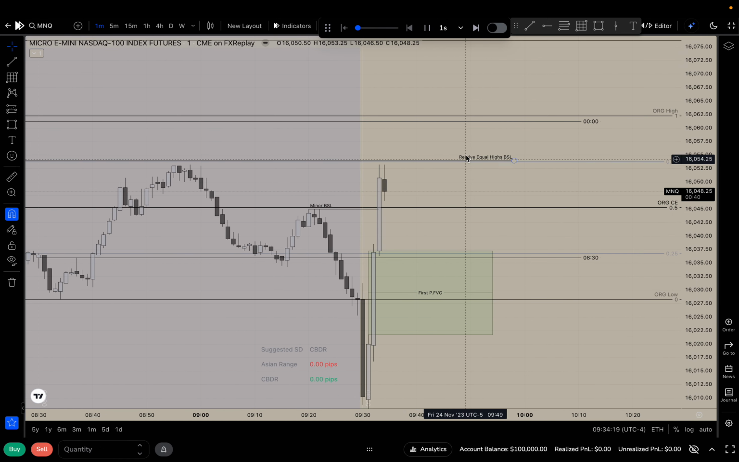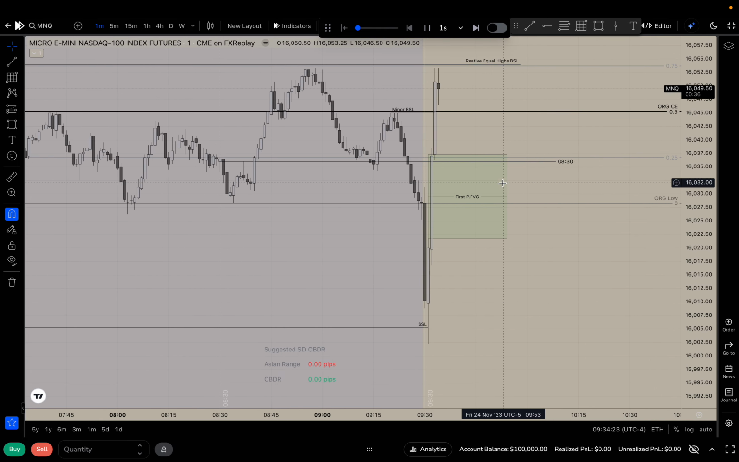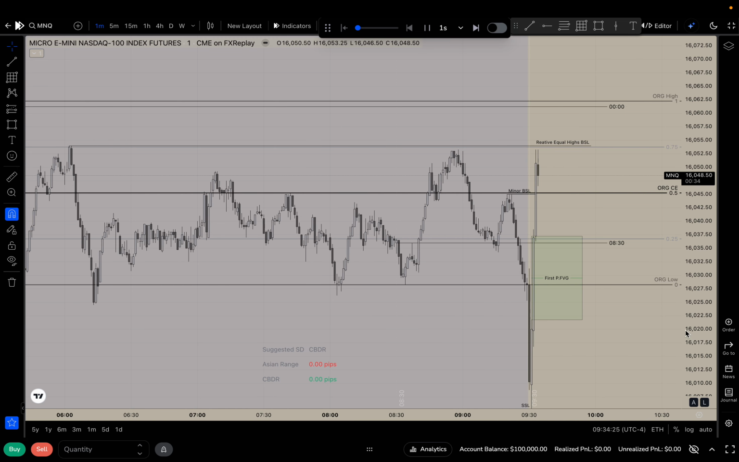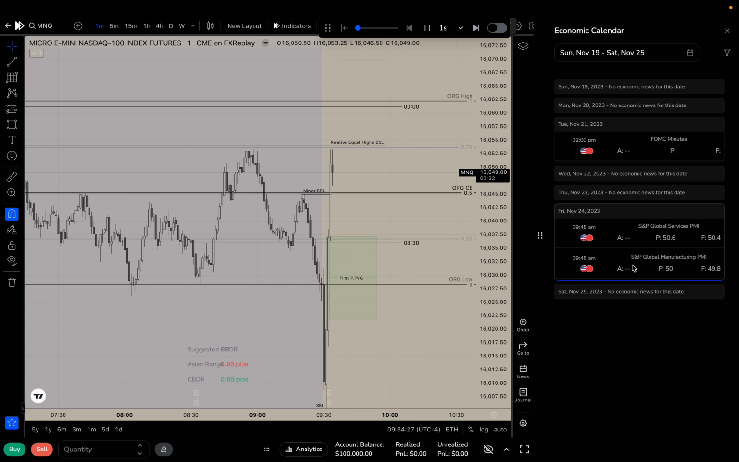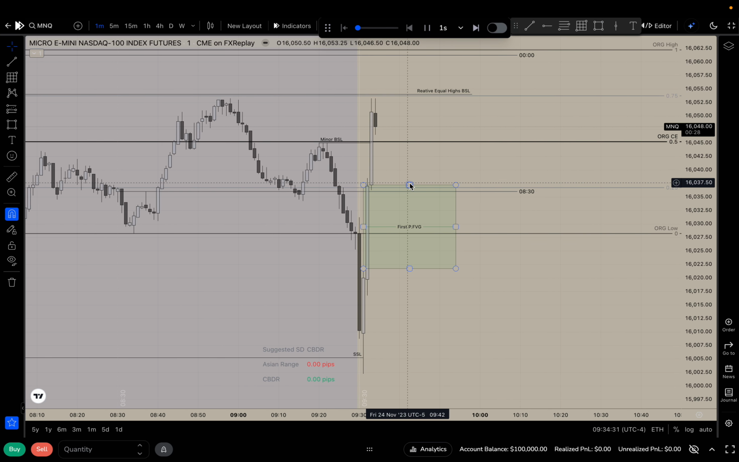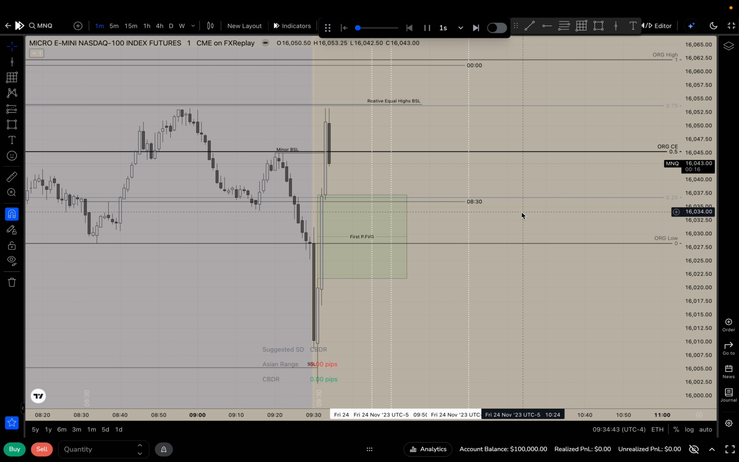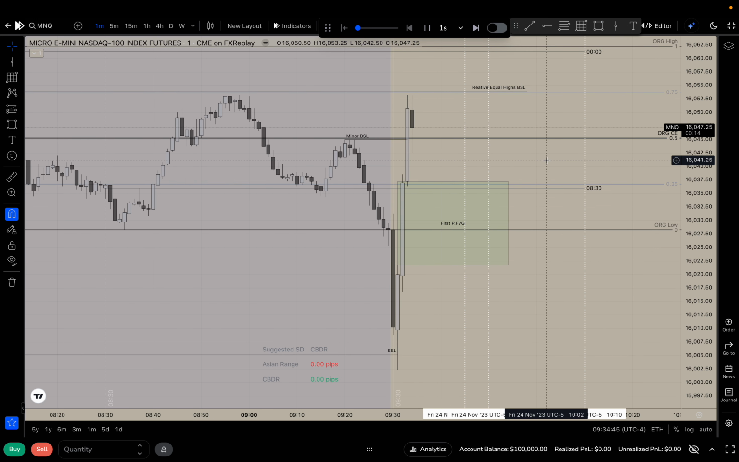I would like to see it go up and sweep these relative equal highs on this buy side liquidity. We're booting to the upside right off the bat. This is S&P Global Manufacturing today. There's news, this is macro. So those are important things to look at.